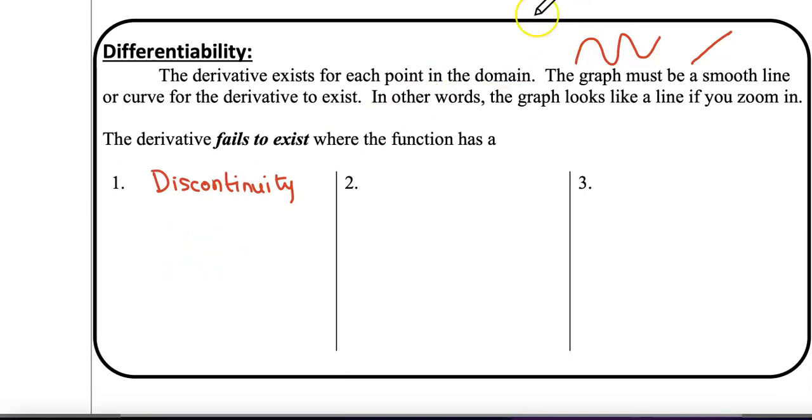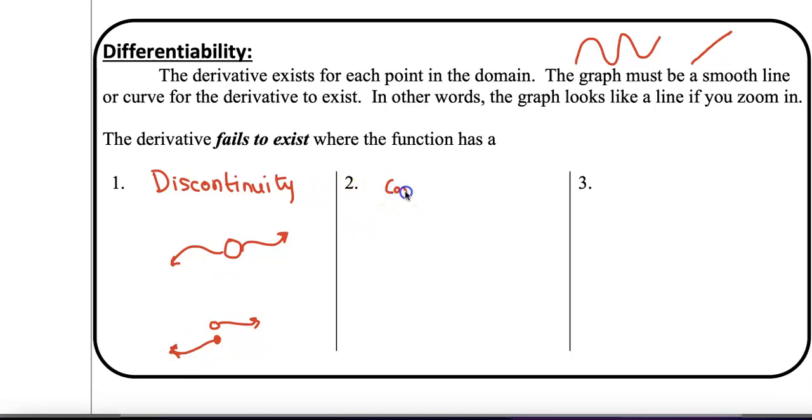What happens if my function looks like this? This is a discontinuous function. So this means the derivative does not exist. There will be some cases which have a jump discontinuity. So this does not exist.